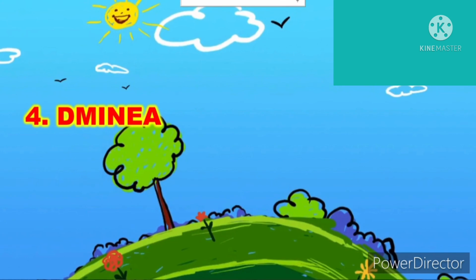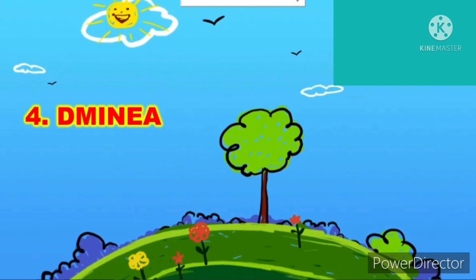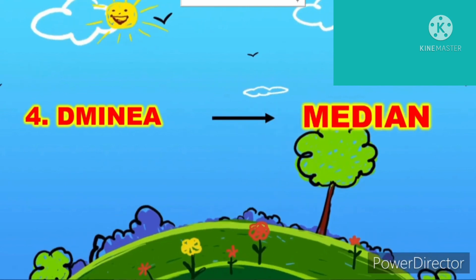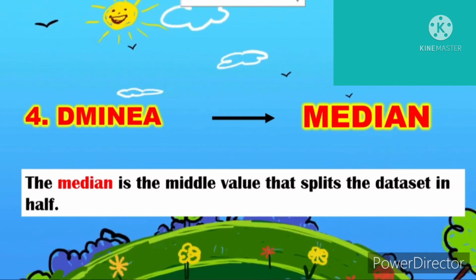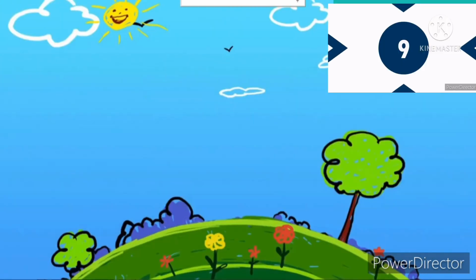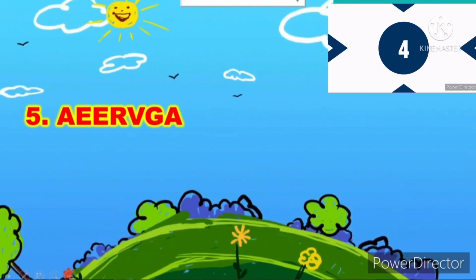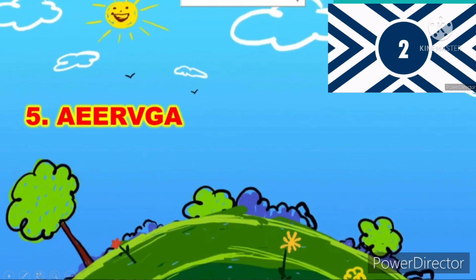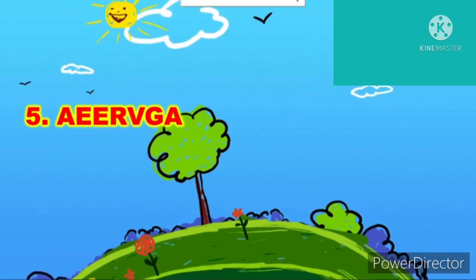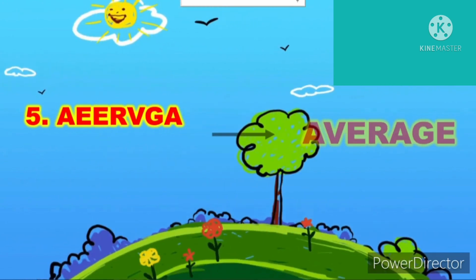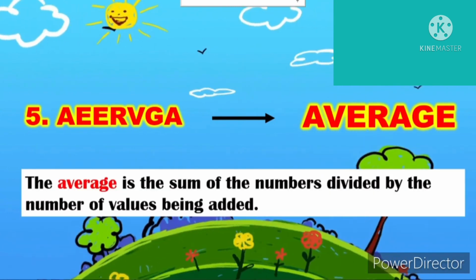Time's up. The answer is median. The median is the middle value that splits the dataset in half. Last one, your time starts now. Time's up. Answer is average. The average is the sum of the numbers divided by the number of values being added. Congratulations!